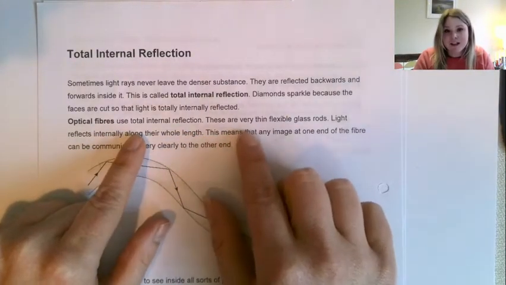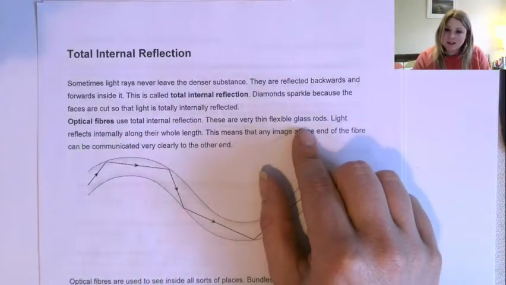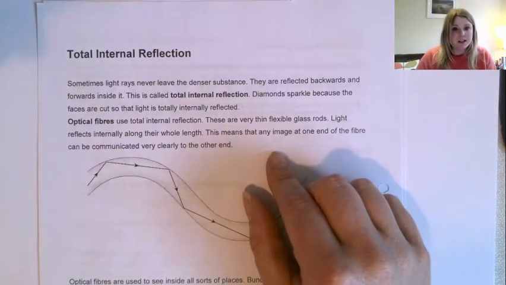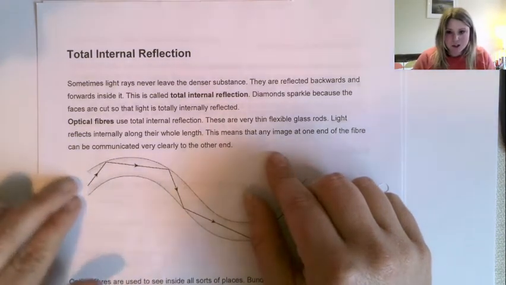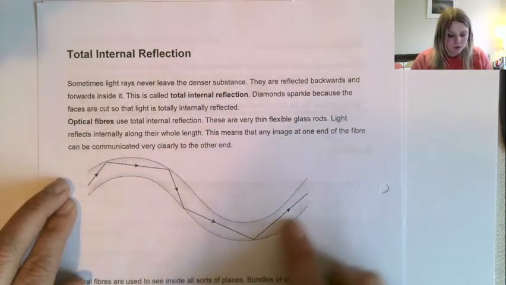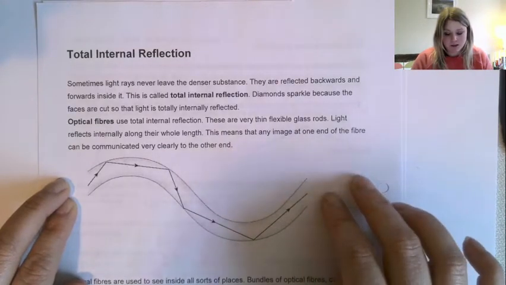So these are very thin, flexible glass rods, so light reflects internally along their whole length. This means that any image at one end of the fiber can be communicated very clearly to the other end. So if we had an image here, then that data, that information, can get transferred the whole way along, and then it can be projected out at this other end, okay?